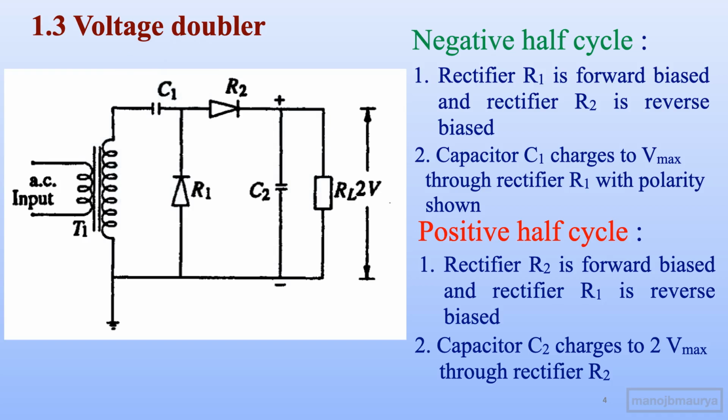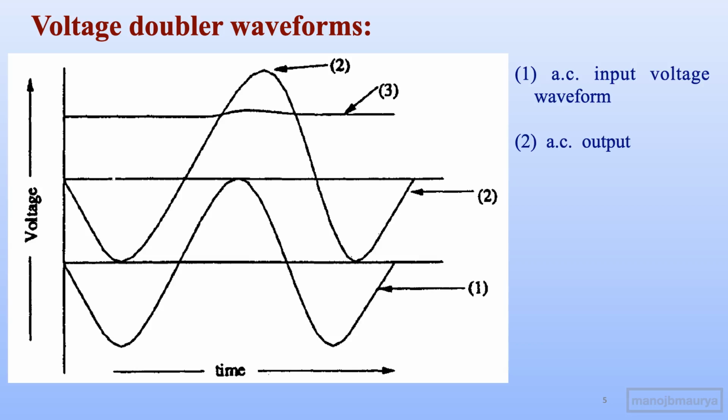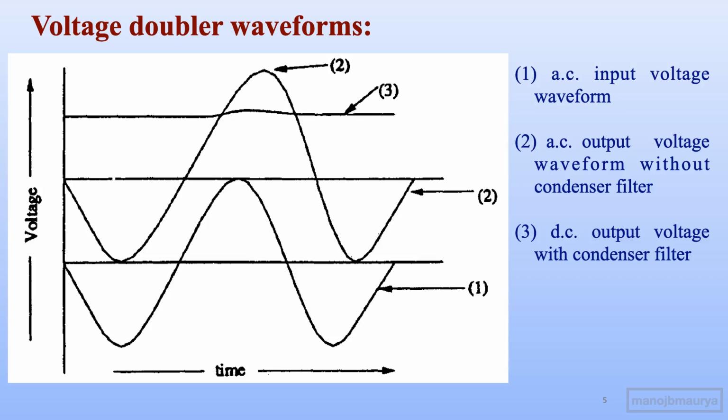Let us now check the voltage doubler waveforms. In this waveform there are three different waveforms visible from bottom to top. The first one is the AC input voltage waveform, which is the transformer secondary voltage waveform. Since the operation has been explained with the negative half cycle as the beginning point, that's why the negative half cycle has been shown first.